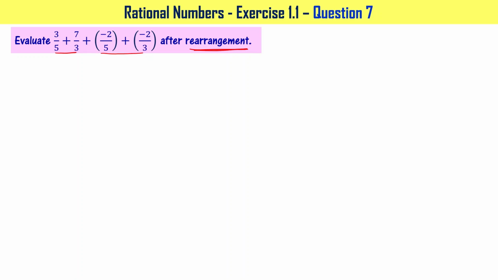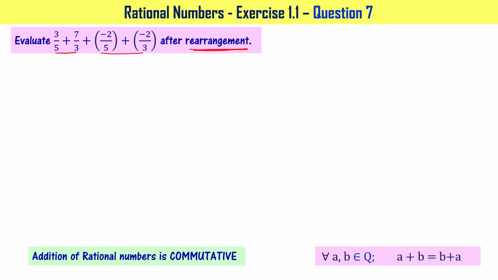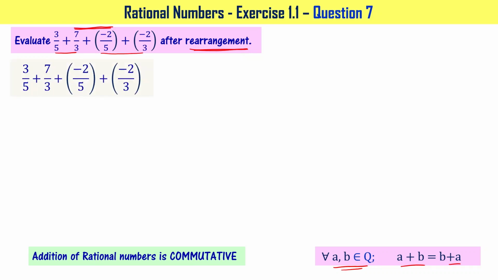When you are asked to rearrange, the thing we can think about is the commutative property. We know that addition of rational numbers is commutative, right? It means for all a and b belonging to Q, a + b = b + a, meaning we can flip the order. Let me consider these two numbers, 7/3 and -2/5, as a and b, so that we can flip them, so that -2/5 can be written first, then 7/3 later. Why are we going to flip these two?